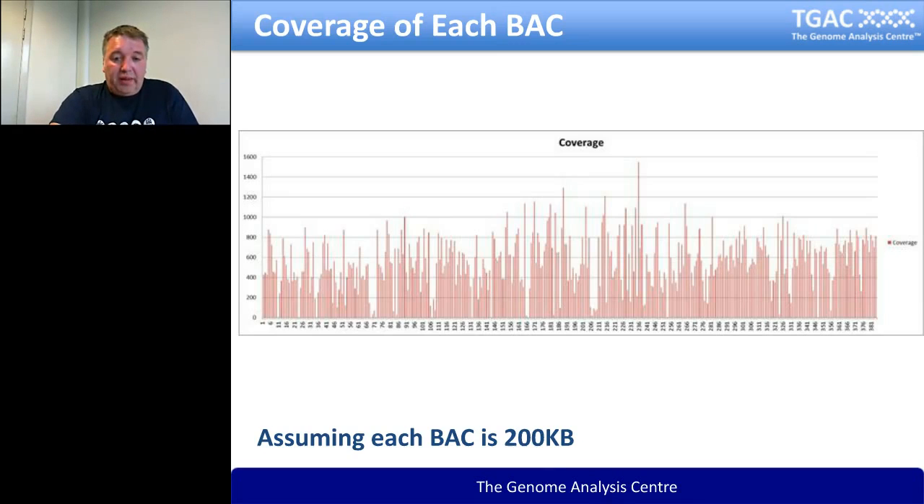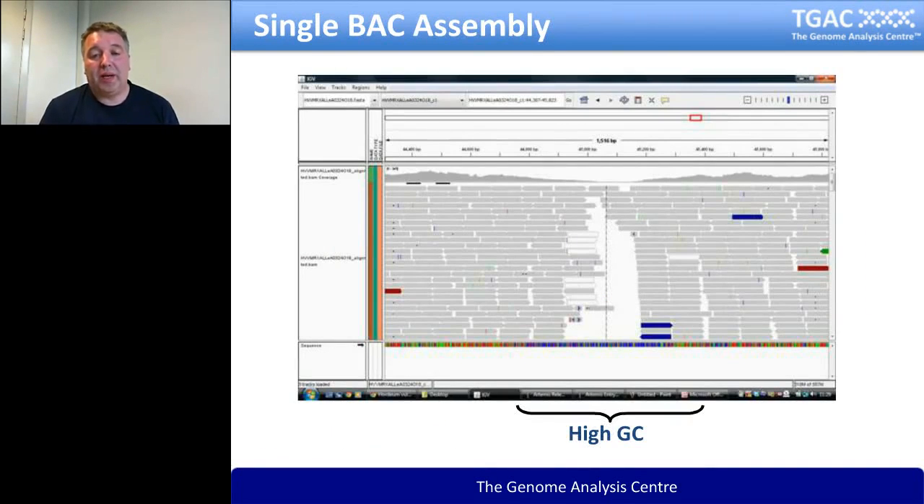So the assemblies look like this. This is one of the very first single BAC assemblies that we got together, and you can see where all the BACs are aligning to each other, but you can still see there's a very high, what we believe to be a high GC area, or areas that the sequencer can't seem to get through. And like I say, it was at this point that I left the program.